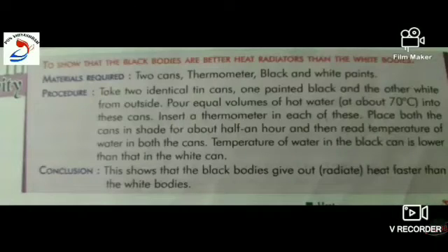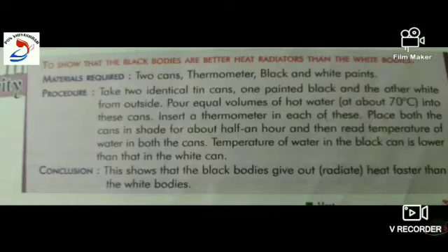So let's see some activities that support radiation. To show that black bodies are better heat radiators than the white bodies, take two cans, thermometer, black and white paints. Take two identical tin cans, one painted black and another white. Pour equal amount of hot water into these cans. Insert a thermometer in each of the cans. Place both the cans in shade for about half an hour and then read the temperature of both the cans.